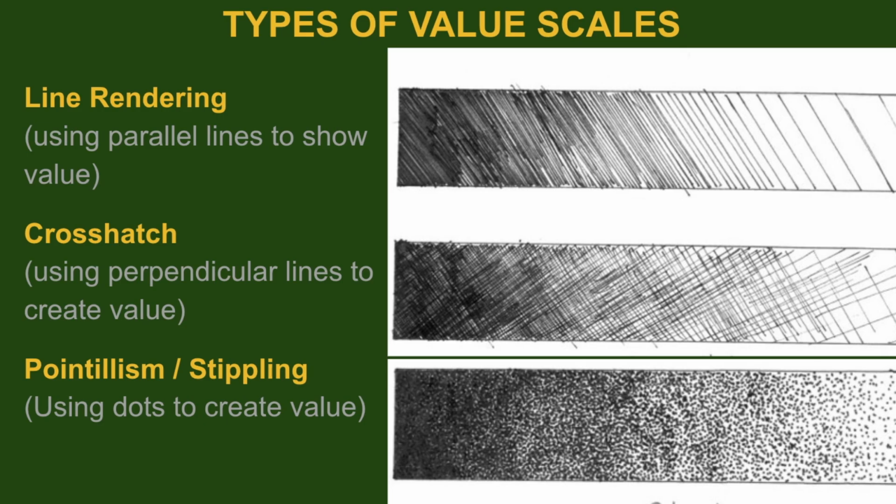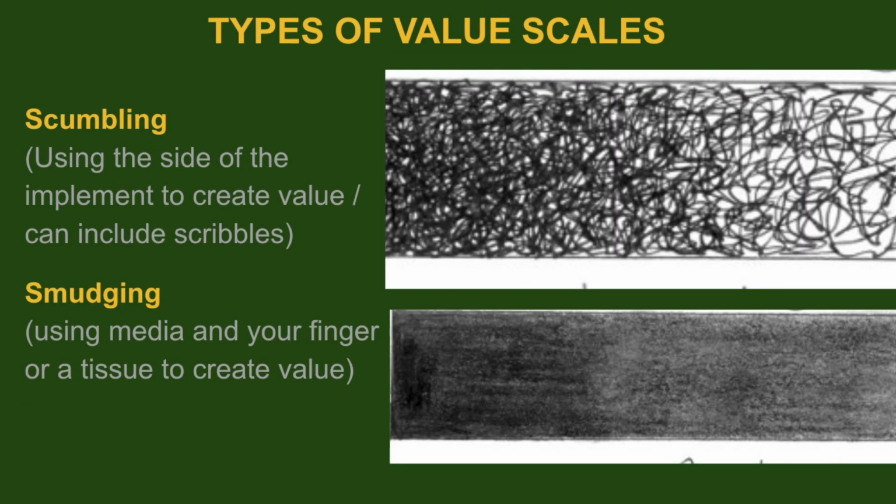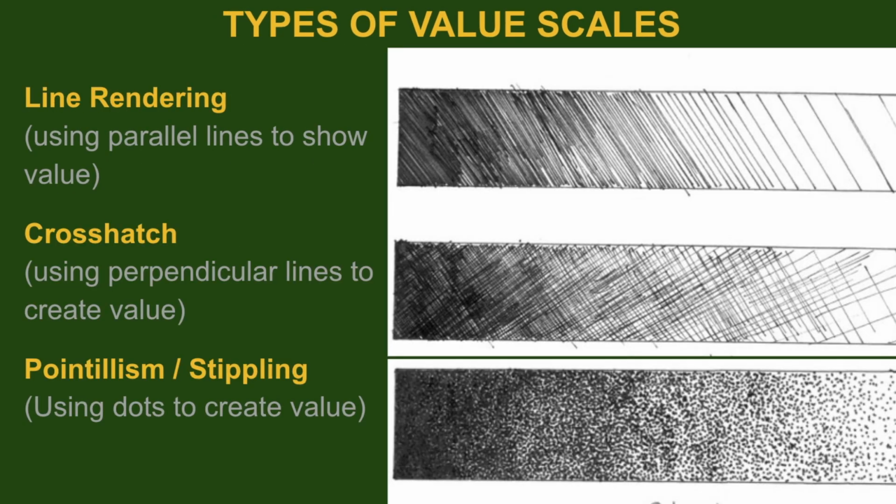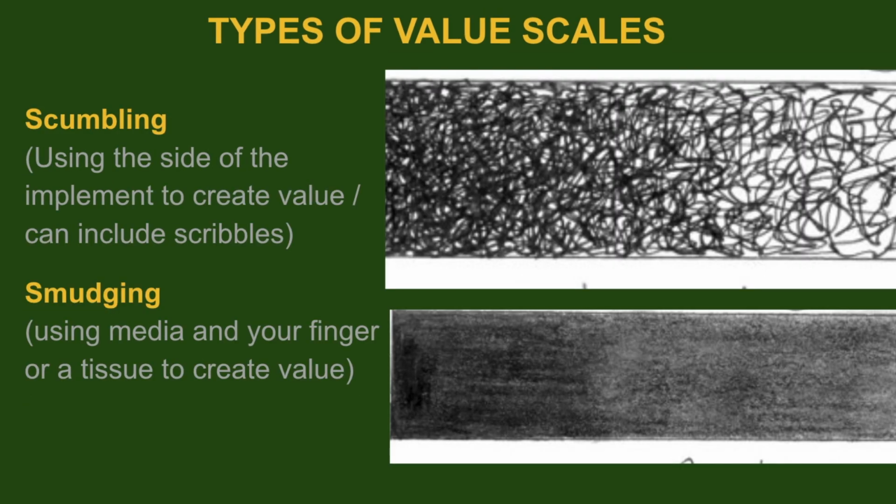That would be fine. So again, as a reminder, the line rendering is using parallel lines to create value. Crosshatch is using perpendicular lines to create value. Pointillism is using dots to create value. Again, pointillism takes really long. I would steer away from that unless you're trying to use it as a part of a texture of something. Scumbling is using the side of an implement to create value, or scribbling, and then smudging is using your finger to actually rub the value in.